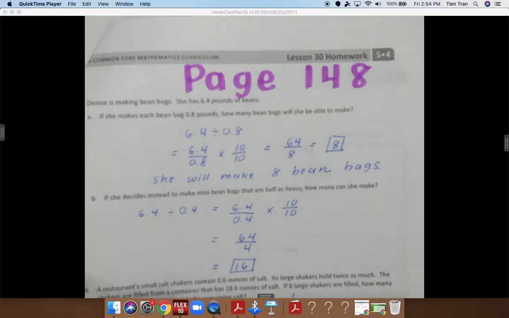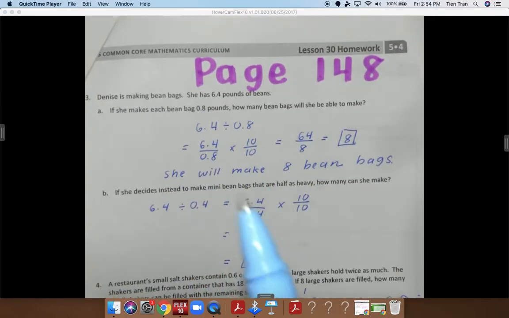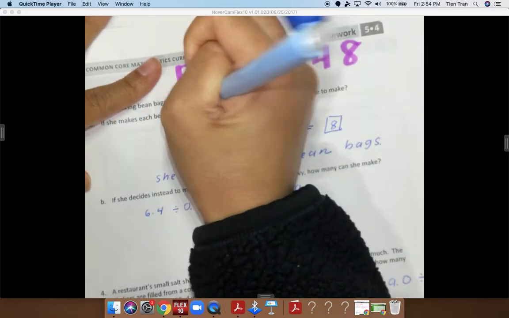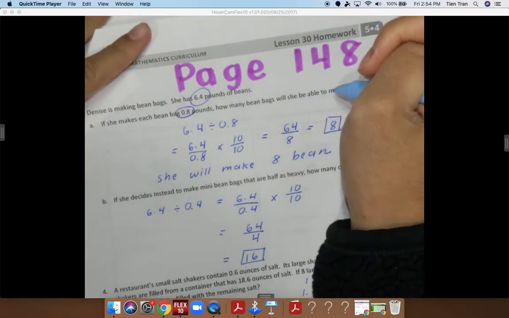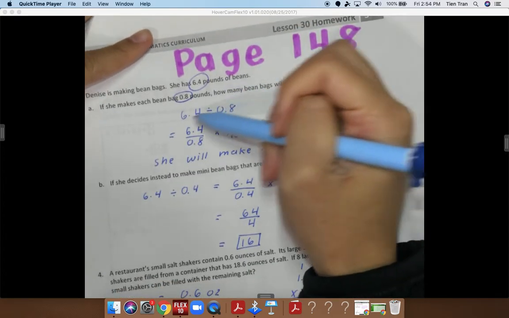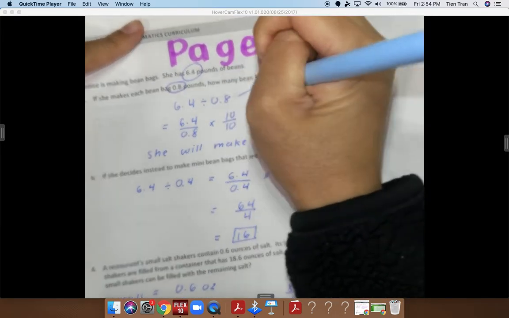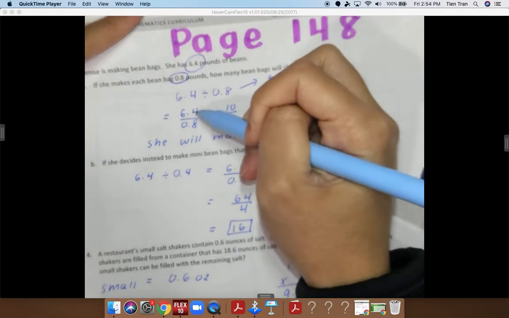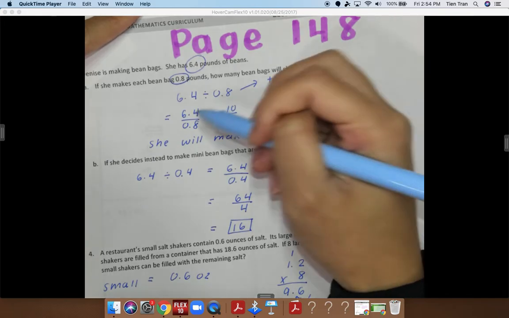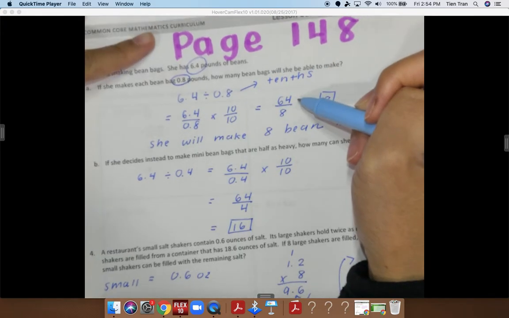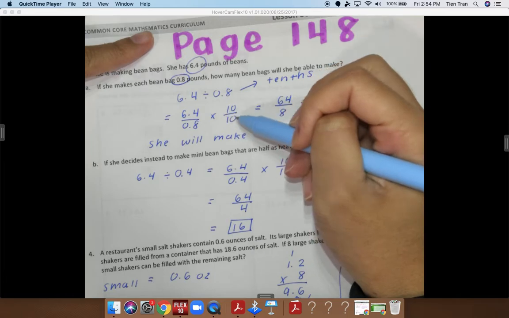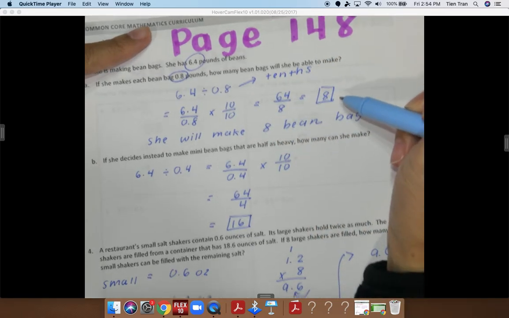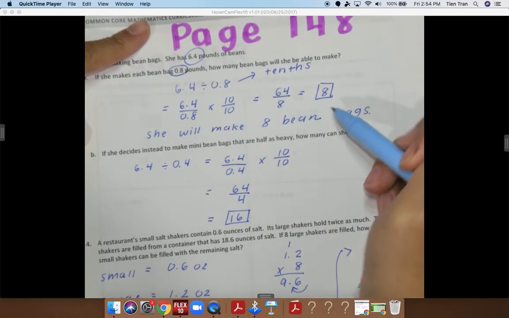On page 148, we have Denise is making bean bags. She has 6.4 pounds of beans. If she makes each bean bag 0.8 pounds, how many bean bags will she be able to make? So we're dividing 64 tenths divided by 8 tenths. Again, we are multiplying in the tenths place. So we are multiplying times 10 over 10. 64 tenths times 10 is equal to 64. 8 tenths times 10 is equal to 8. So 64 divided by 8 gives you 8. So she will be making 8 bean bags.